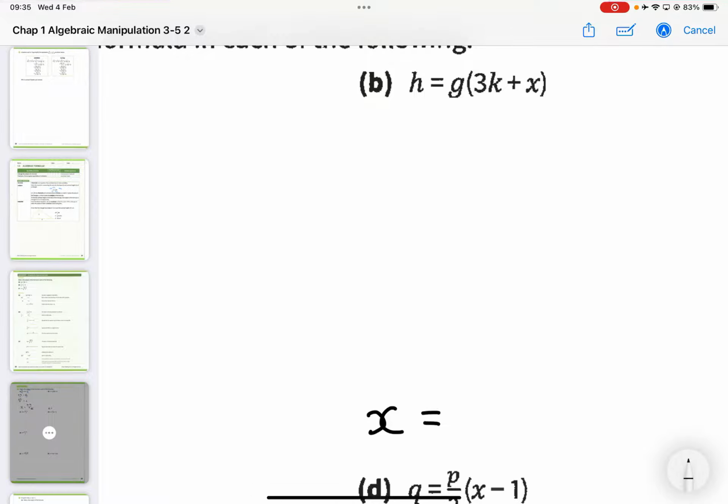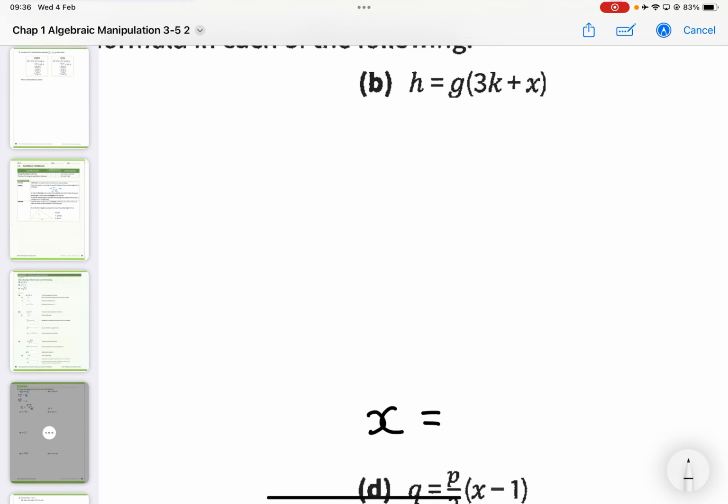Finally, I want my x to be alone by itself. Then I go to my equation. I understand what is happening first. So left hand side got h. Right hand side, this one is actually g multiplying a bracket. Then inside the bracket got 3k and x. So what I want is x. So right now my x is inside the bracket.